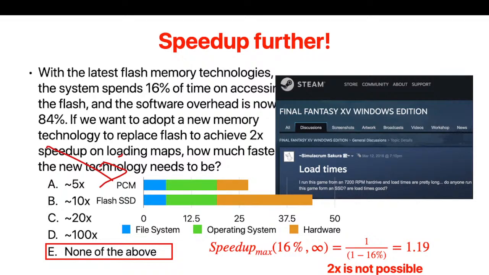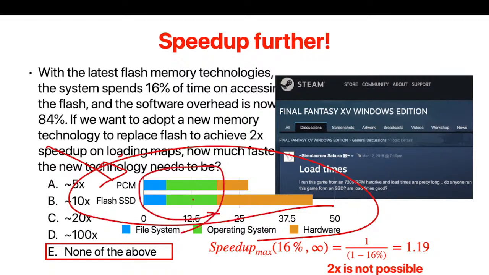The sad story earlier this year is that Intel and Micron both discontinued the project, because it turns out it's running into this issue. The software overhead is this: in the era of flash memory, we already brought the hardware overhead down a lot, and the software overhead is so significant that it makes the hardware technology no longer that important.